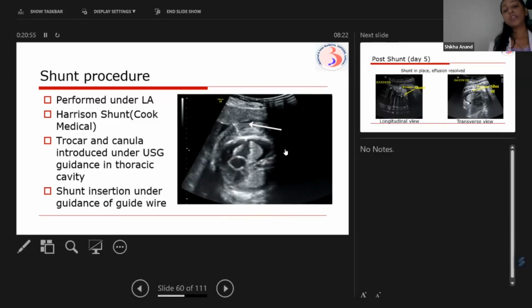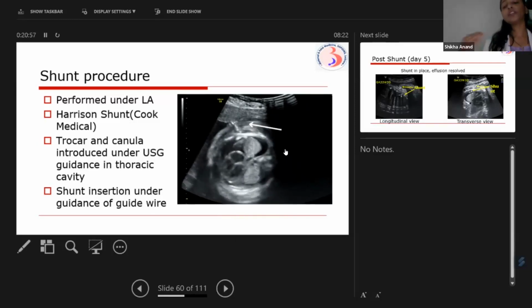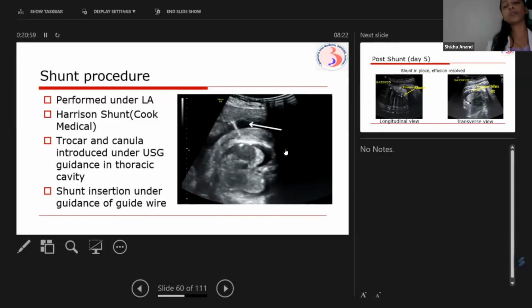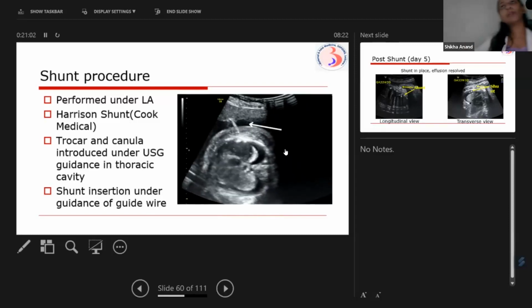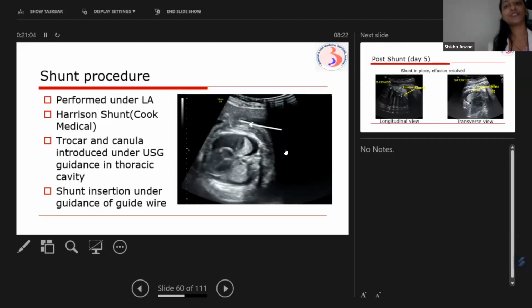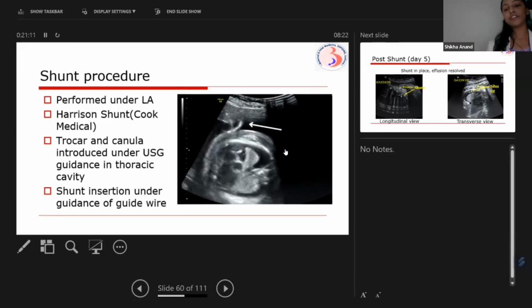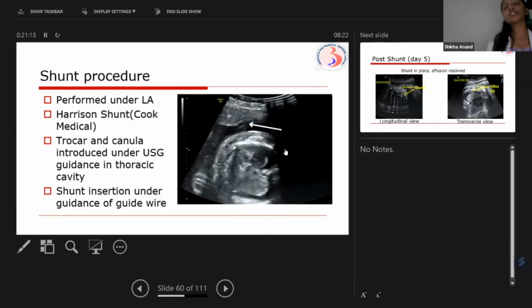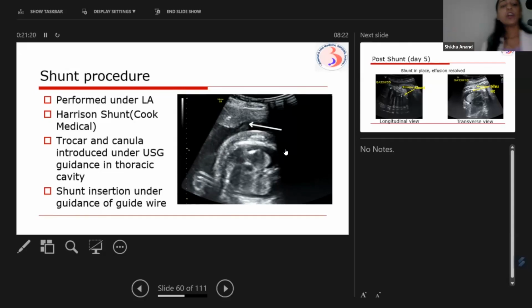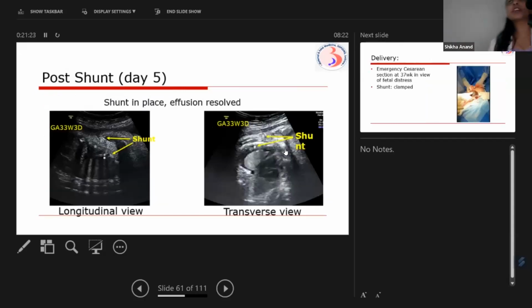We usually put the shunt just below the scapula, so it will be difficult for the baby to displace it while it is in the mother. And you can see in the video the double pigtail of the shunt beautifully coming out from the fetal skin. So it will drain out the fluid from the thorax into the amniotic cavity. After the shunt procedure, we followed the patient with ultrasound. The shunt remained in place and the effusion was resolved.